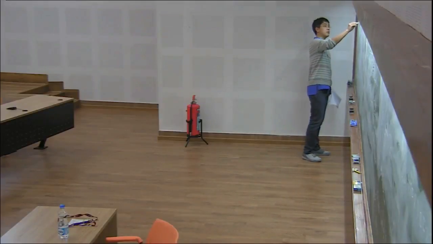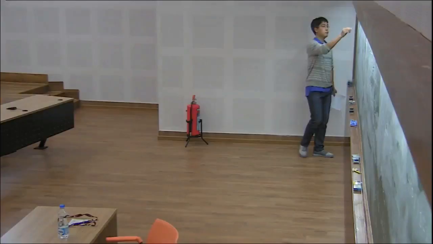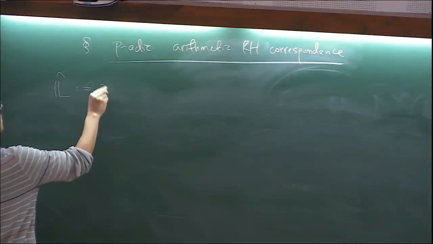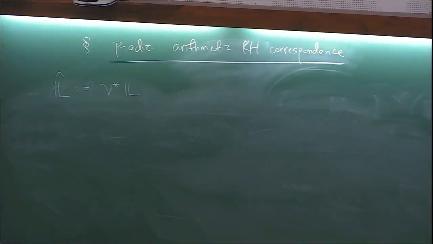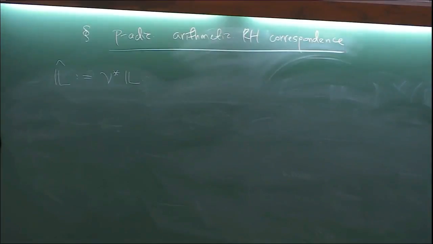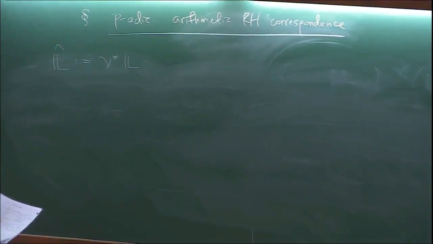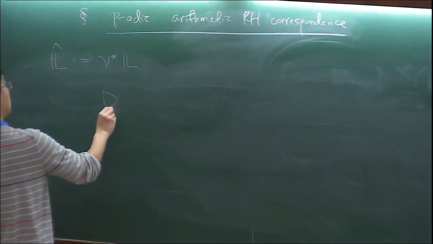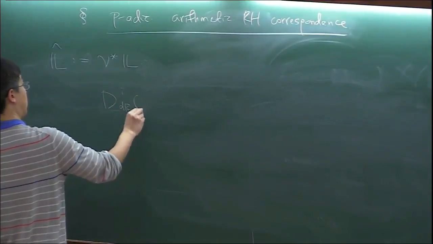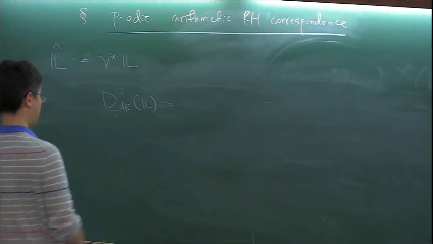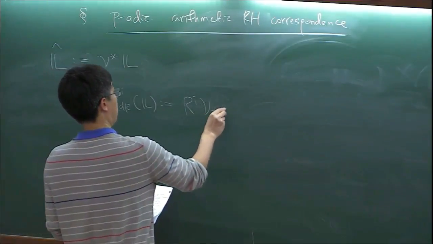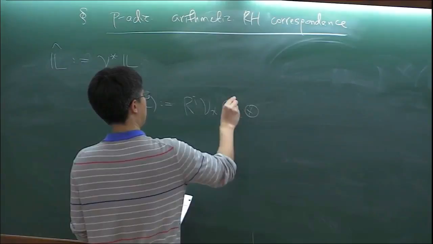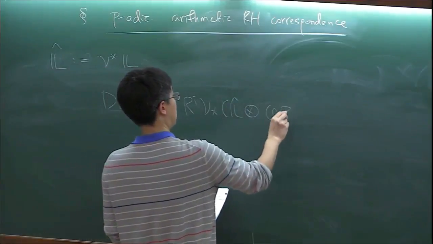Okay, now we go back to our local system L. We pull it back to the pro-étale side. Then define this DdR_i(L), defined to be the push forward of L tensor with this O\mathbb{B}_{dR}.